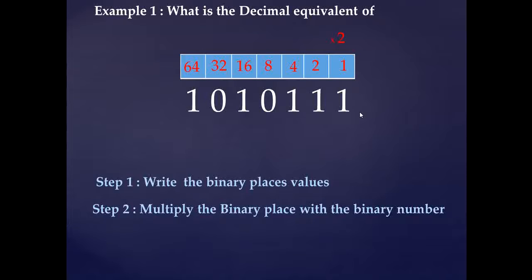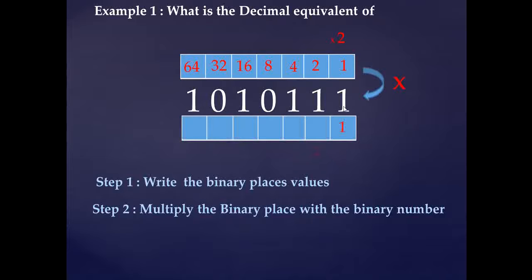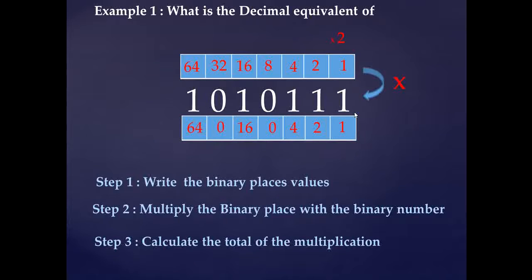So we're going to multiply 1 by 1, 2 multiplied by 1 equals 2, 4 multiplied by 1 equals 4, 8 multiplied by 0 is 0, 16 times 1 is 16, 32 times 0 is 0, 64 times 1 is 64. Then step 3 will be calculating the total of the multiplication. So we're going to add 1 plus 2 plus 4 and so on, and the total of them will be 87.